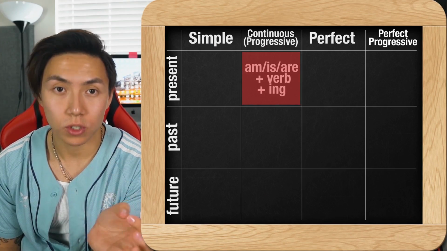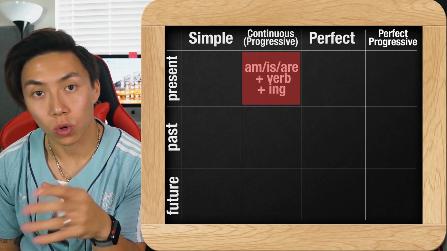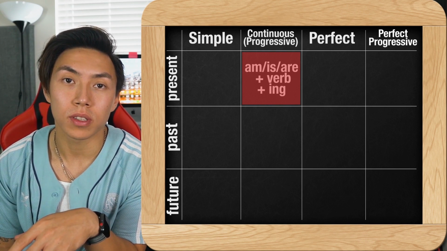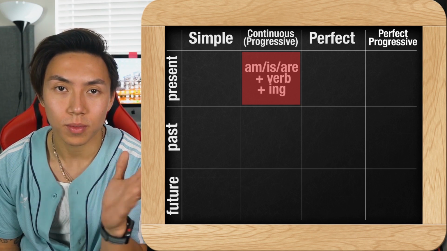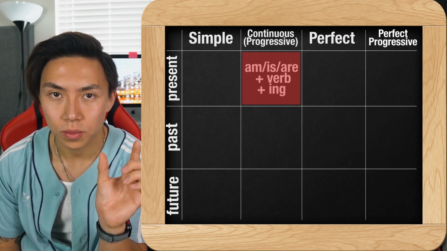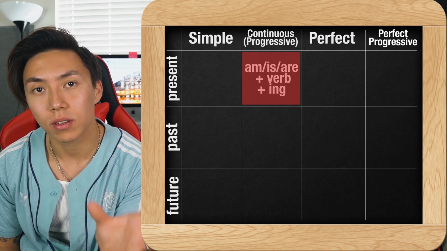And the way to form that is your be form, so either am, is, or are, and your verb with an ing ending. We are filming. Are would be the be form, and then filming, verb plus ing. I'm filming a movie here.